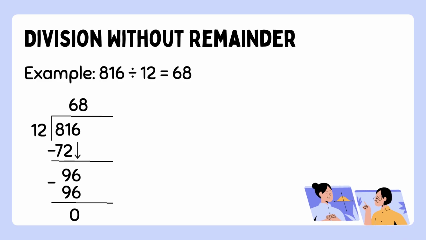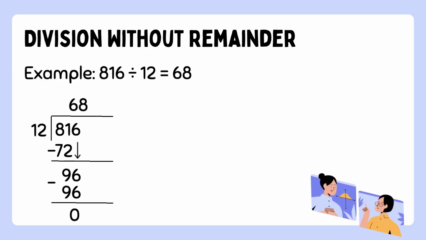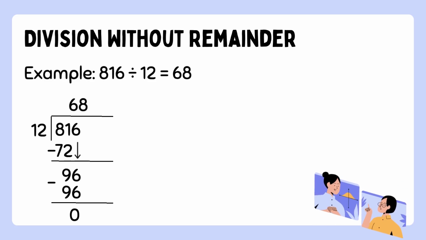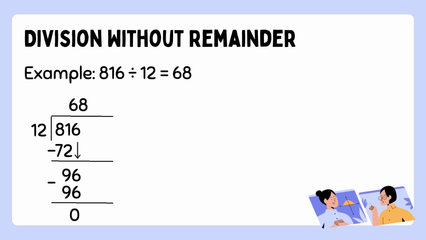Write 96 under the 96. Subtract. 96 minus 96 equals 0. There are no more digits to bring down and the remainder is 0. This means the division is exact. The quotient we wrote across the top is 6 then 8, so the answer is 68.